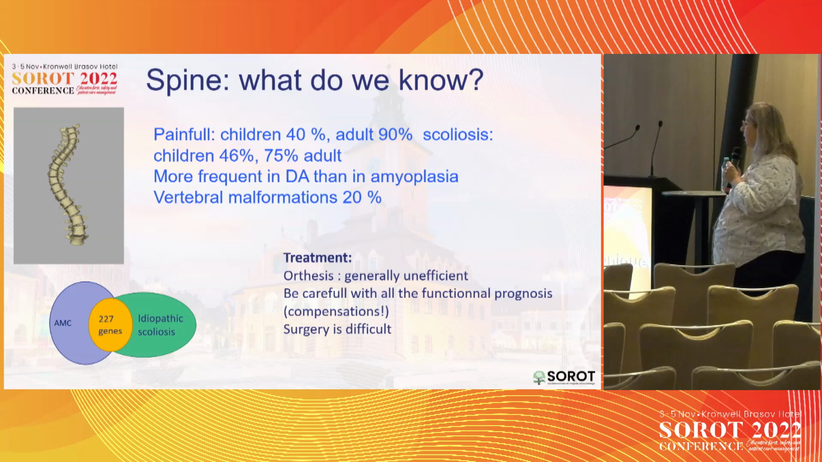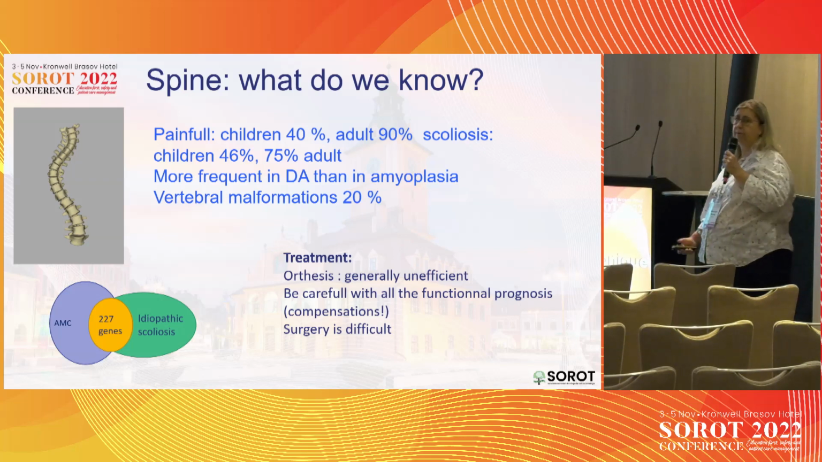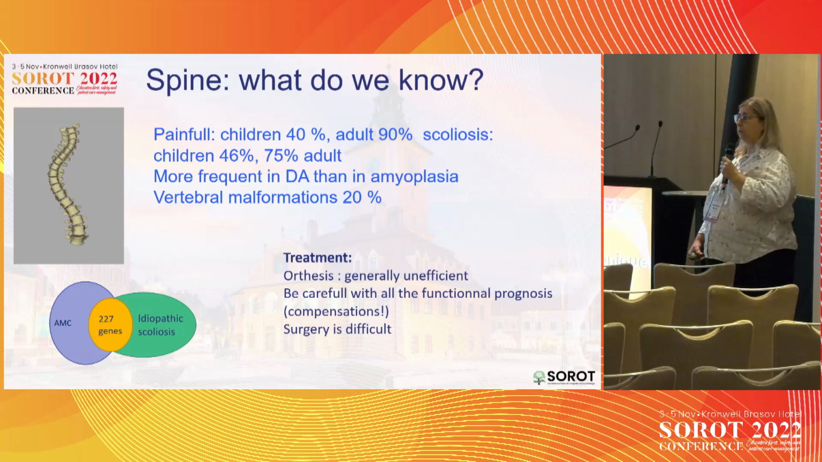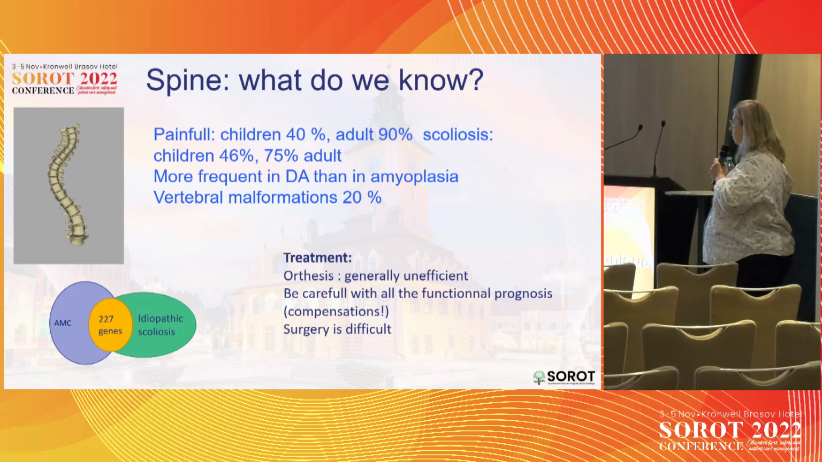The treatment is quite difficult because orthoses are generally inefficient. Surgery is difficult, and also be careful about the functional prognosis, because very often they have very little mobility in the arms, and they use the spine to do a lot of things. So if you do a surgery like this, and they have hands like this, they will do nothing more. So it's very special to analyze.